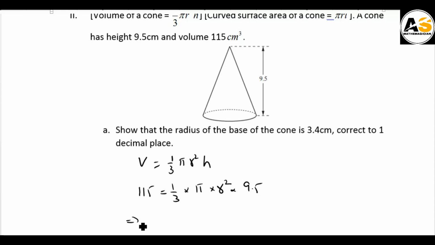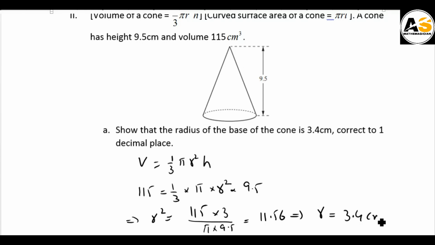From here, we will get r square is equal to 115 multiplied by 3 divided by pi multiplied by 9.5. When you simplify, you will get r square is 11.56, which will give r is equal to 3.4 centimeter as required.